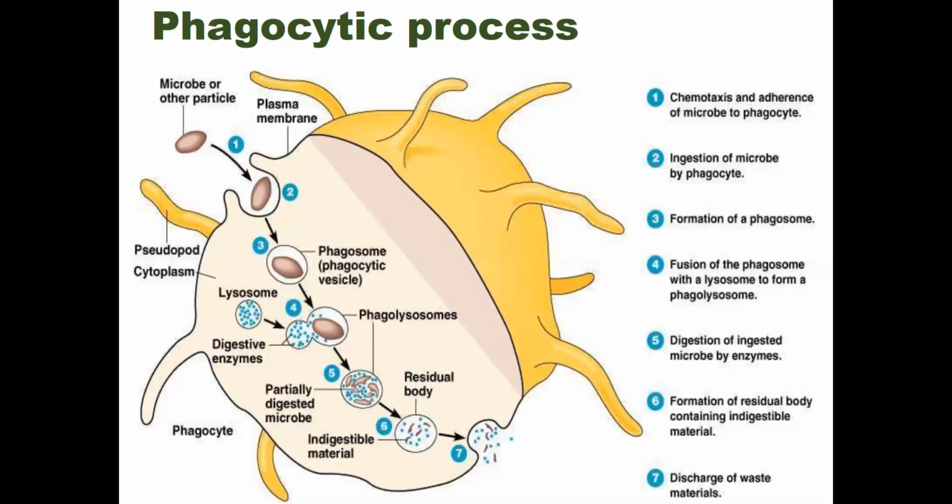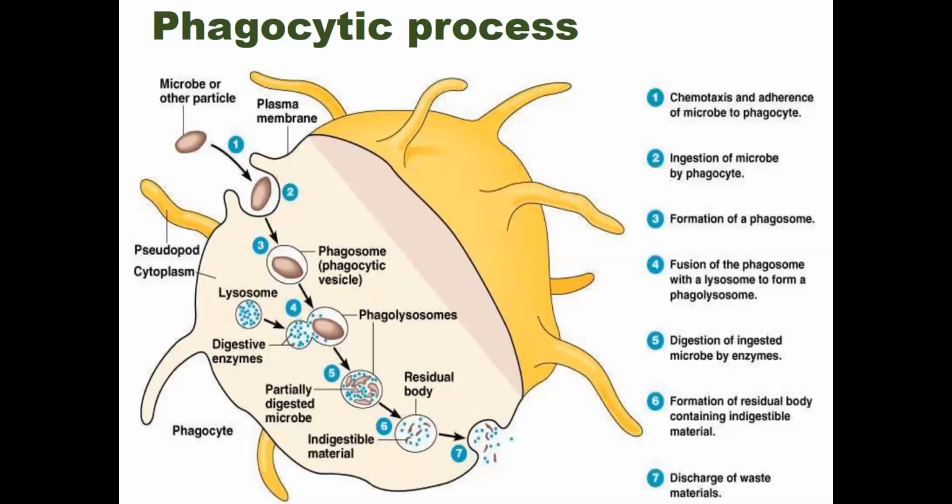Ingestion is an engulfment process that involves enfolding or invagination of the cell membrane enclosing the particle, and ultimately releasing it into the cytoplasm of the cell within a membrane vesicle. The end result of ingestion is the entry of the particle enclosed in a vesicle derived from the plasma membrane of the cell. This structure is called the phagosome. See here the phagosome, the phagocytic vesicle. This vesicle engulfs those microbes or particles.